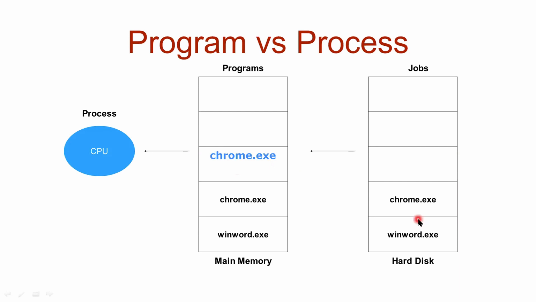Whenever you click on the icon of Google Chrome, a copy of executable is created in disk and then it is brought in main memory for allocation to CPU. So we can now say that multiple instances of a program can be created, and these multiple instances of a program are different processes.